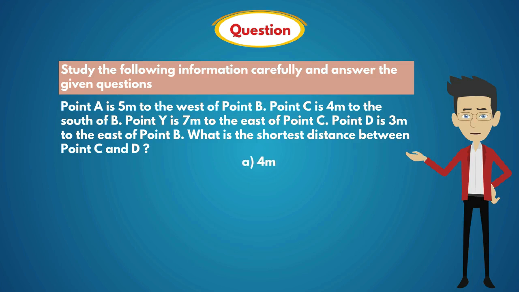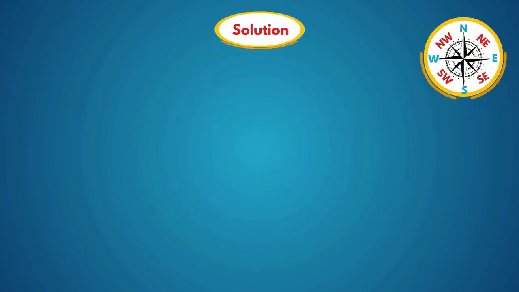Options are Option A 4 meters, Option B 5 meters, Option C 6 meters, Option D 7 meters, and Option E none of these. Let's draw the diagram based on the information.